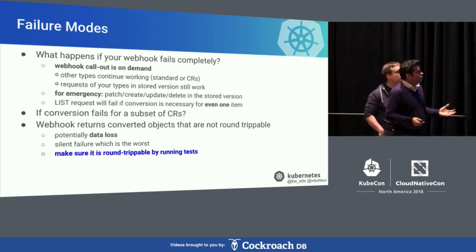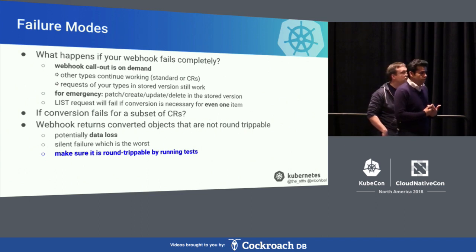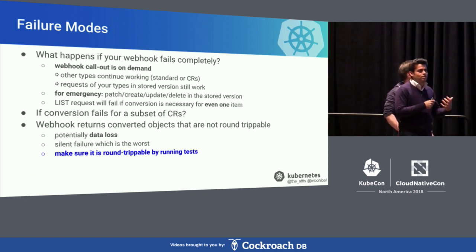So other types work. If you request the CR in the same version as the storage, it will work. If you try to store it in the same version as storage, it will work. But if it needs a conversion, it will fail. So for an emergency, you can actually try to get the CR in different versions to see which version is the storage version, even if you don't know that.